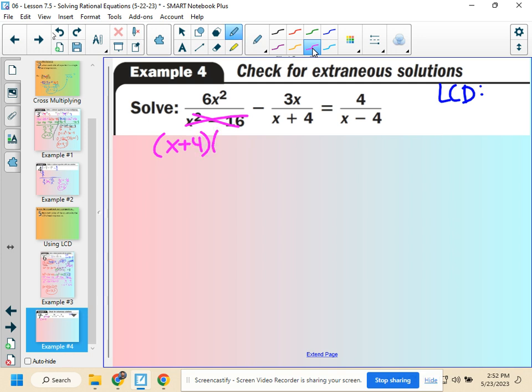If you need help there, that's probably something we look back at. But that's a difference of squares pattern. X squared minus 16 is a difference of squares. That's going to be x plus 4, x minus 4. All right, that's a little bit better.